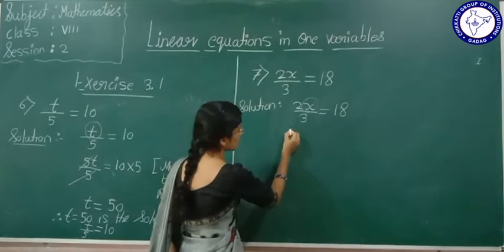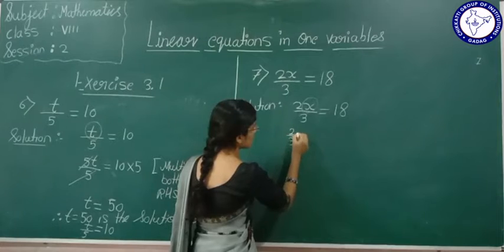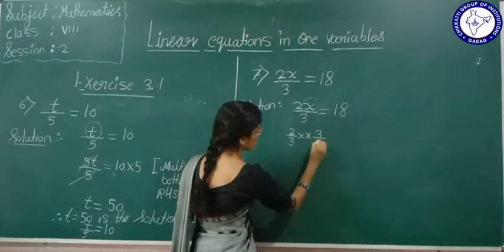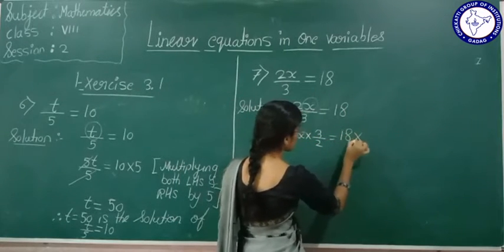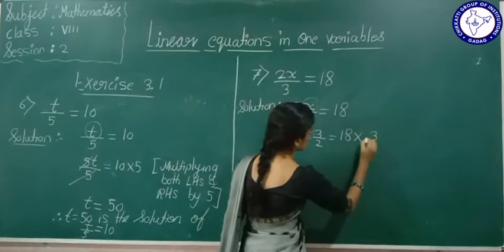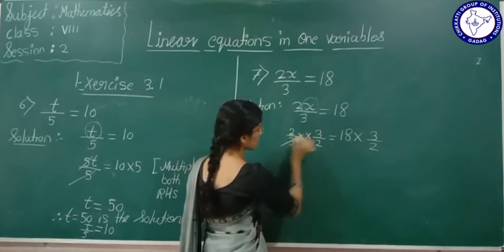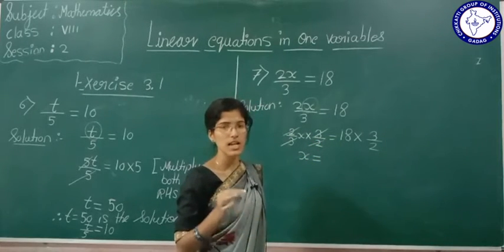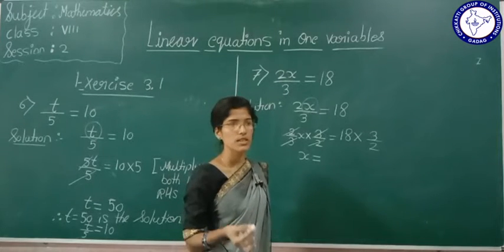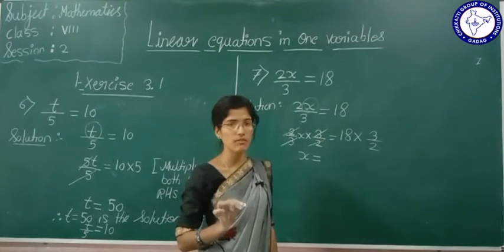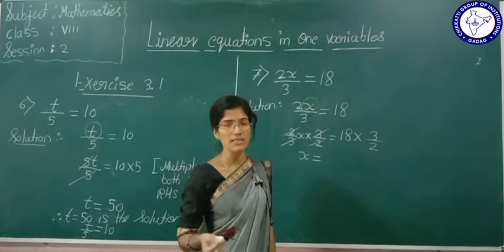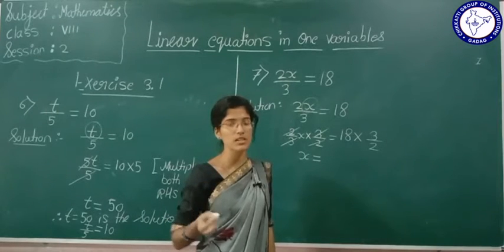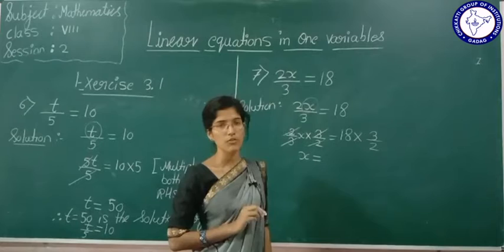How will we vanish 2 by 3? Now see here, what I will do is multiplying both LHS and RHS by 3 by 2. Now see here, 3 will get cancelled, 2 will get cancelled. x remains. So you have to see, if you multiply or divide by which number it is going to be cancelled. You should think about that and perform it.